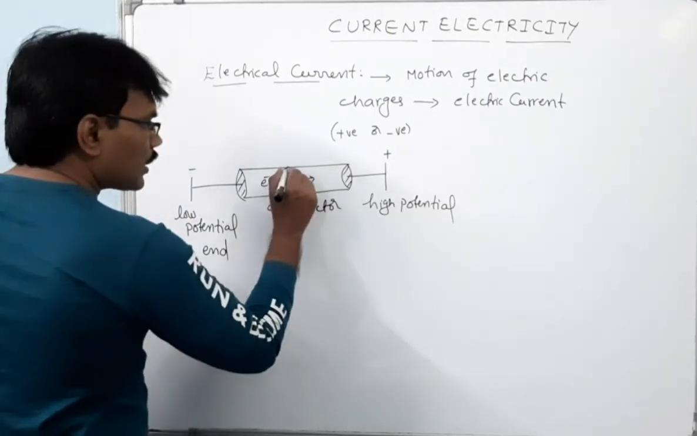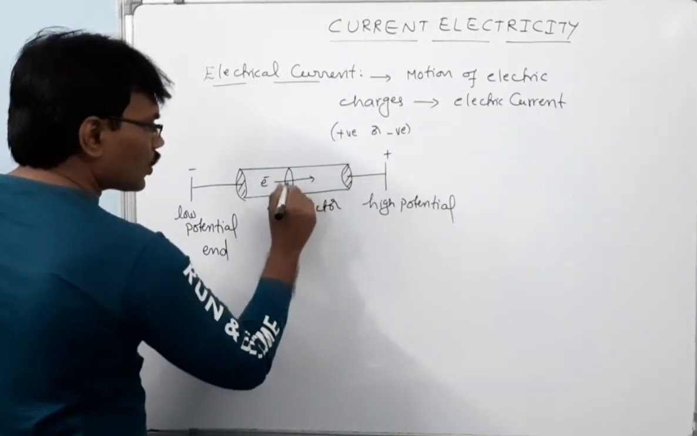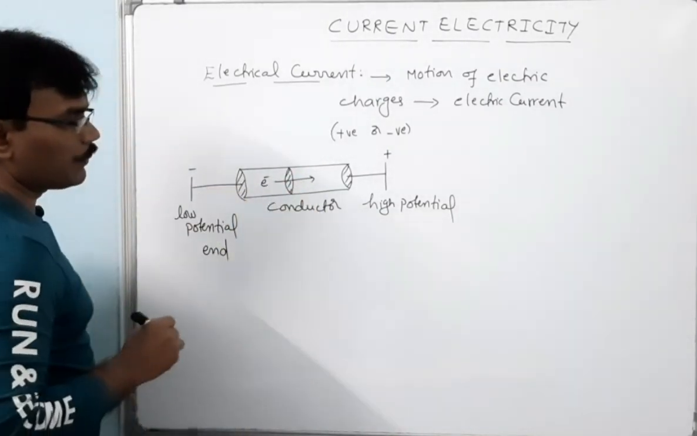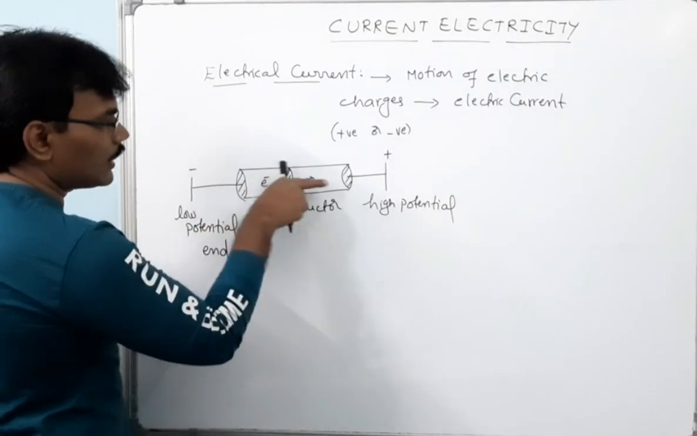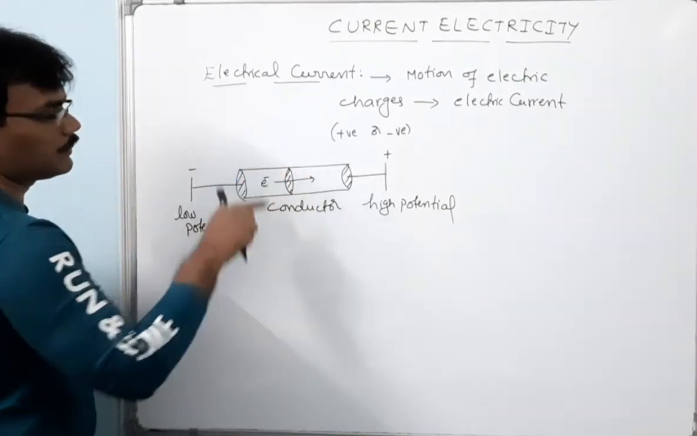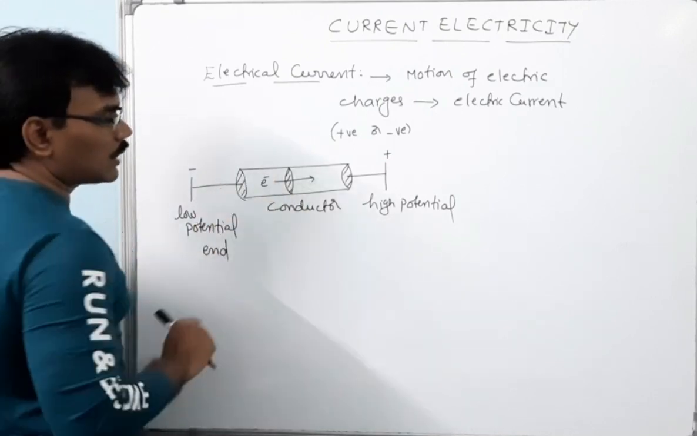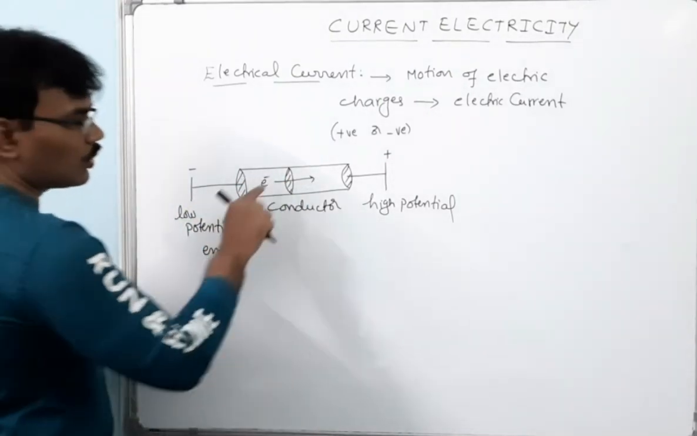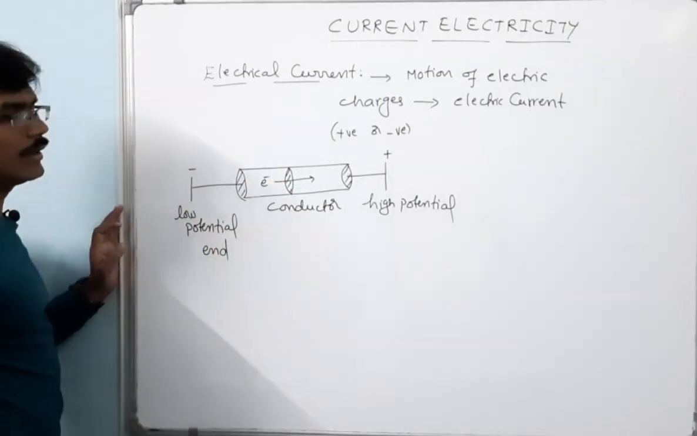So that means, suppose you take any one particular cross section in the conductor, through this cross section the charge is moving, which means electrons are moving. So that transfer of charge gives us electrical current in the conductor.